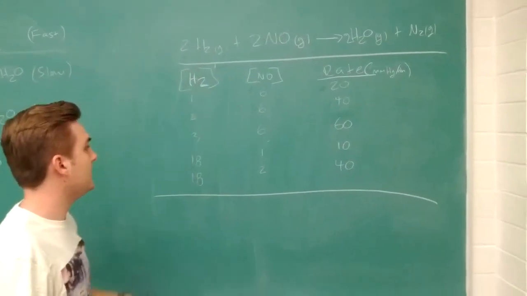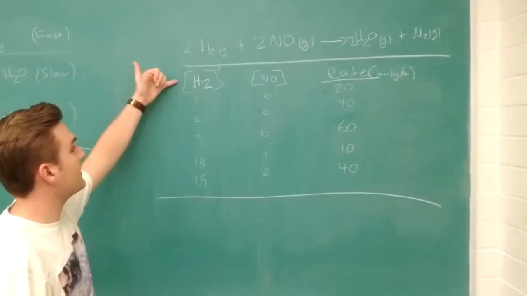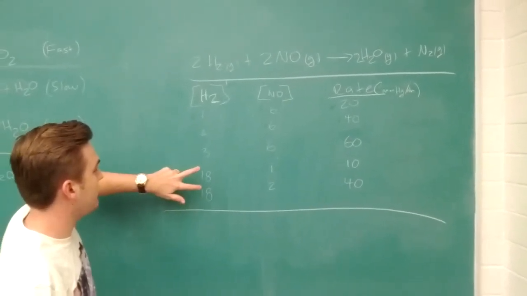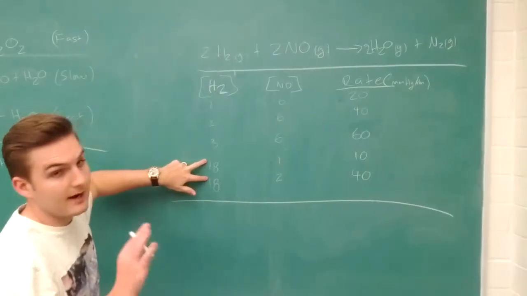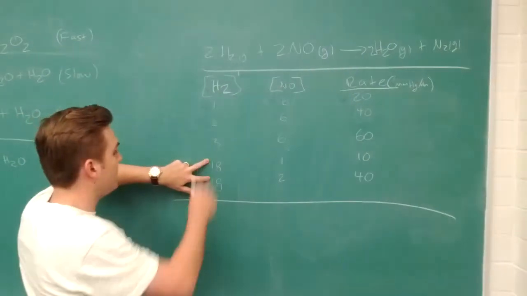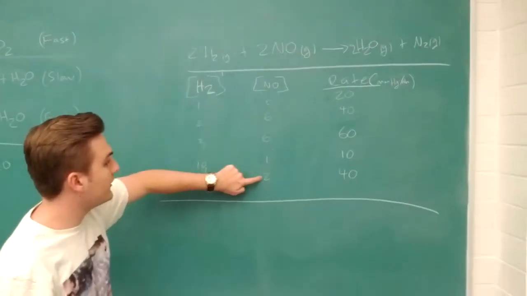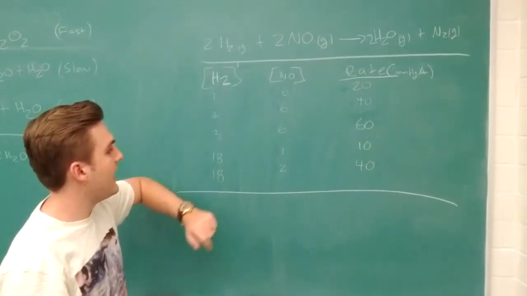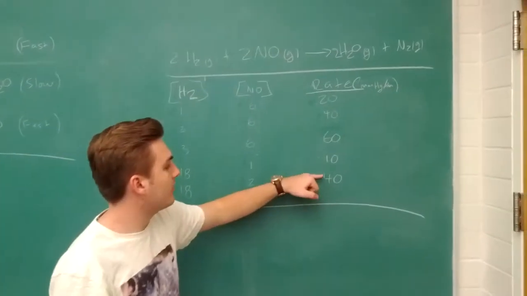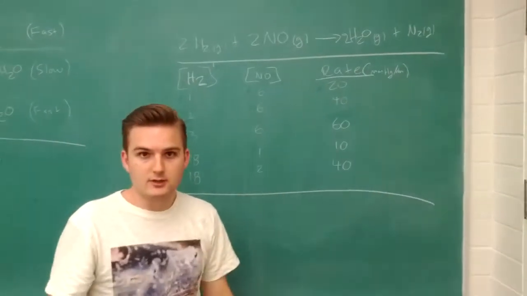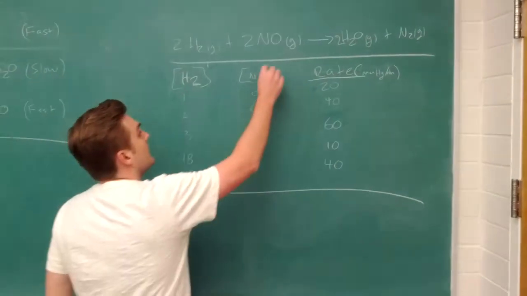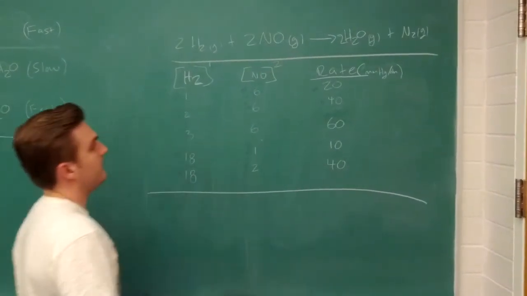Now let's look for NO here. If we pick an experiment where we kept the concentration of H2 the same, clearly right here at the end, we kept the concentration at 18 molar, or whatever our measurement was. And what did we do with NO? We also doubled it. So when we doubled the concentration of NO here, what happened to our rate? It quadrupled. So we doubled this and we quadrupled that. That means our exponent is 2 there.